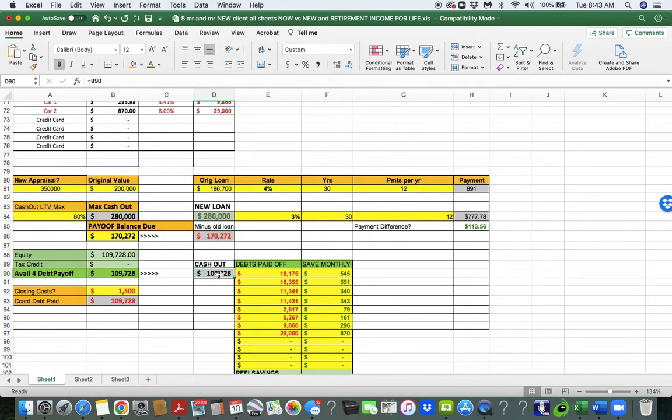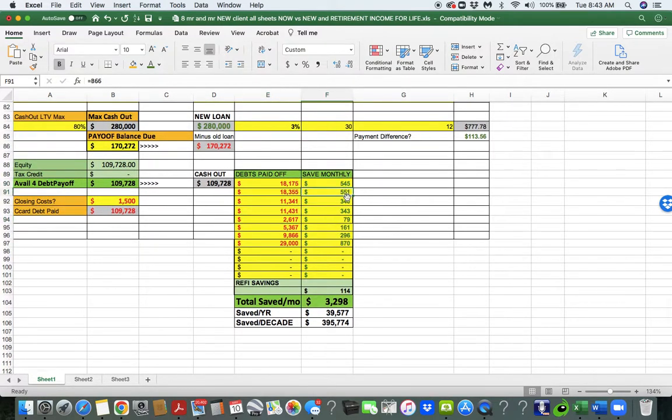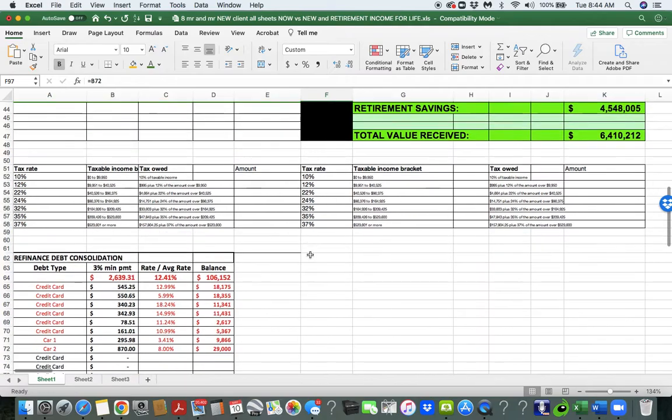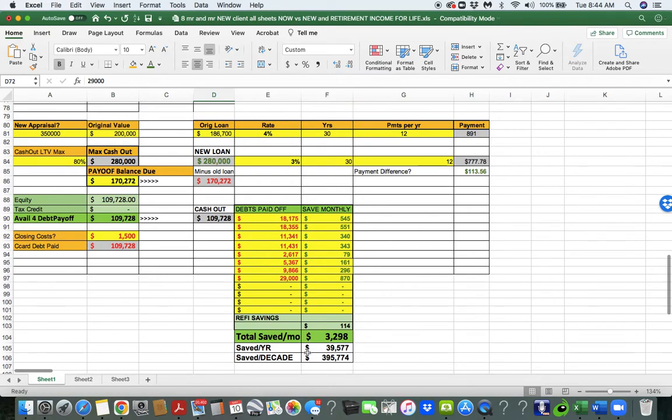We'll have $109,000 left. And hopefully we can knock out every single credit card and free up that monthly payment of each of those amounts you've been paying. I think this includes the cars as well, as seen above up here, $29,000 for a car. And in this person's example, we just freed up all their monthly payment. Now they have $3,298 a month to invest towards their future so they can have retirement. That's $39,000 a year. It's $400,000 almost every decade.